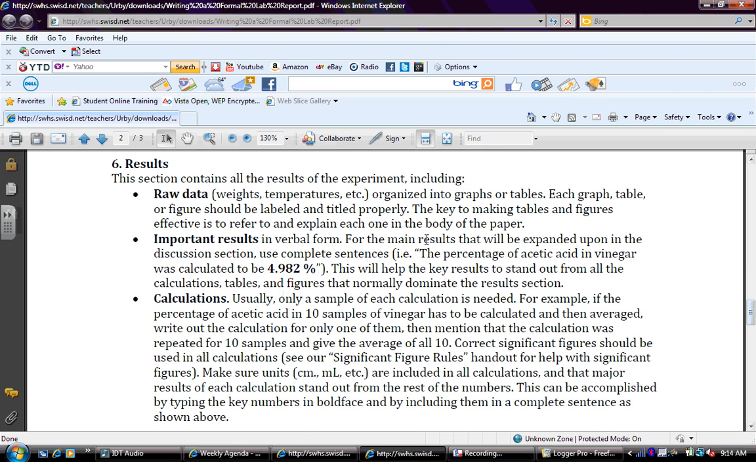Okay, the results section of the formal lab report will be where you write down any raw data you have.